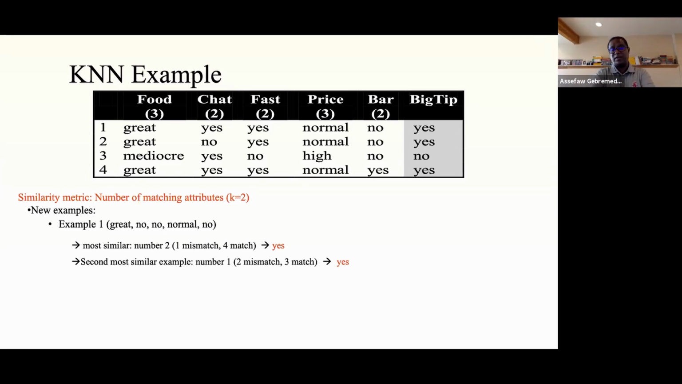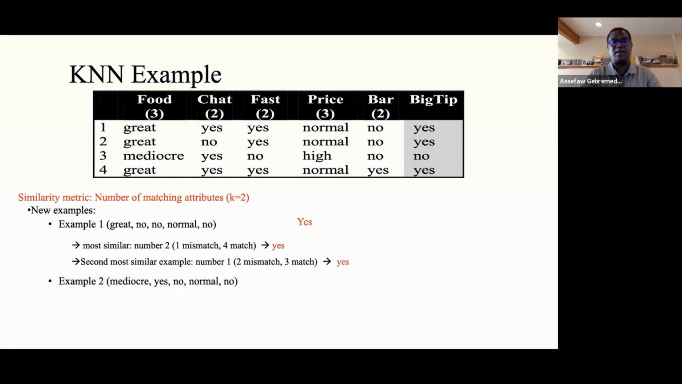So the second most similar example to this one has two mismatches and three matches, so you're counting the matches more, which is why the first one was more similar. But that second one, which is the first customer, also left a big tip, and so you have two yeses. You looked for K equals 2, both of them say yes, and so you're now going to predict the new customer is fortunately going to give a big tip. So your answer will be a yes.